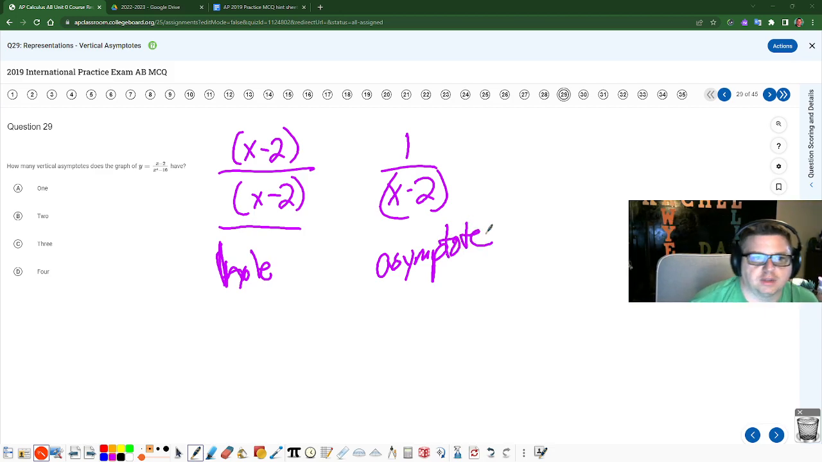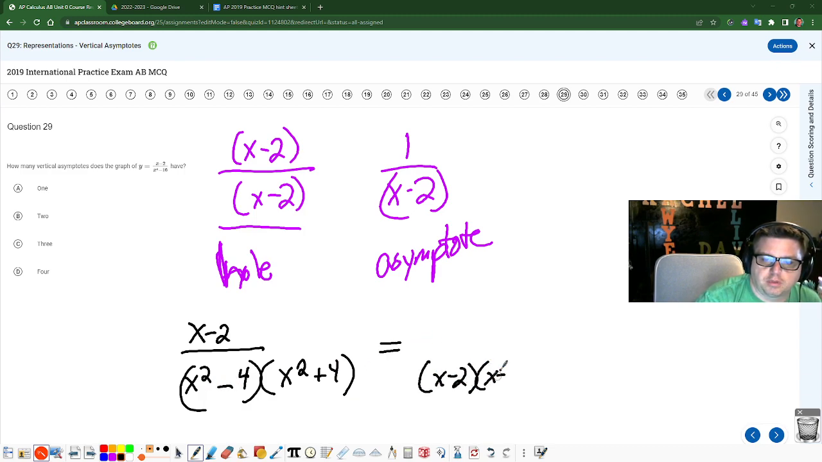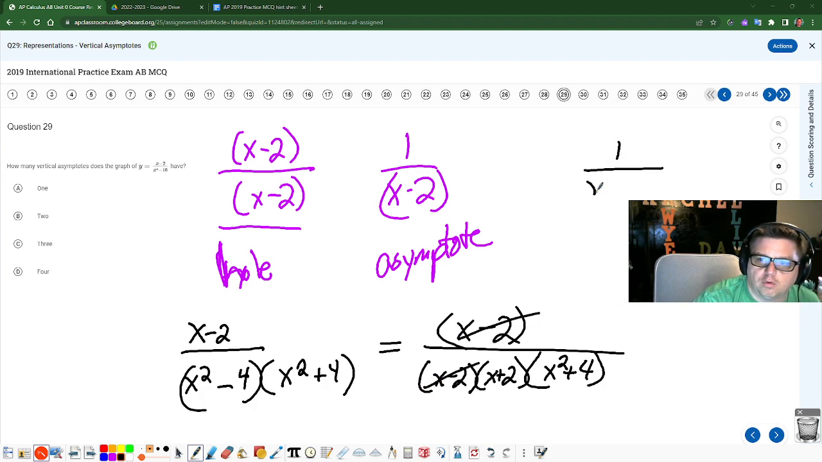So we have to figure out, is x minus 2 going to cancel with something? X minus 2 over x squared minus 4 and x squared plus 4. And then we can keep going into x minus 2, x plus 2, and then we still have an x squared plus 4. And then this is x minus 2. So then the x minus 2's cancel out, and I'm left with 1 over x plus 2 and x squared plus 4.